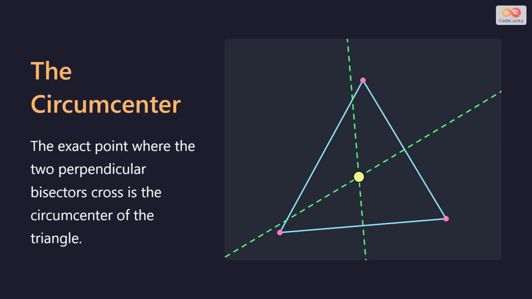The point where these two lines intersect is the solution to our problem. This intersection point is called the circumcenter. It's the unique point we've been looking for.